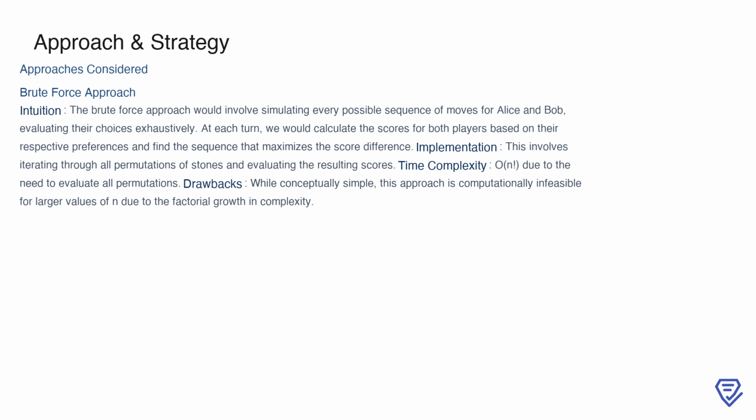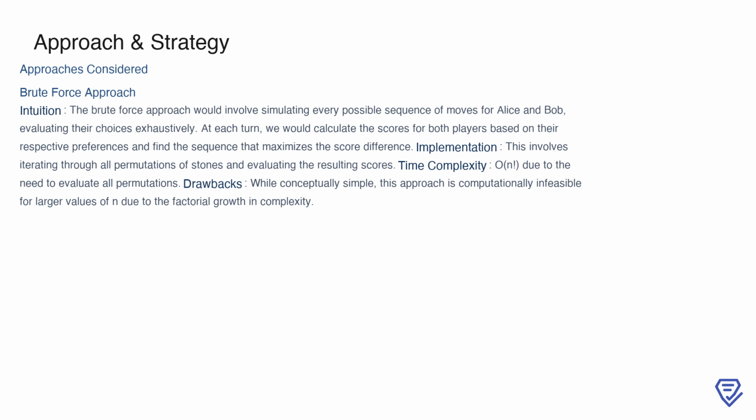To start, let's consider the brute force approach to solving this problem. The idea here is to simulate every possible sequence of moves by Alice and Bob. For each turn, we would calculate the scores for both players based on their respective preferences, and evaluate all possible sequences of stone picks to identify the one that maximizes the score difference.